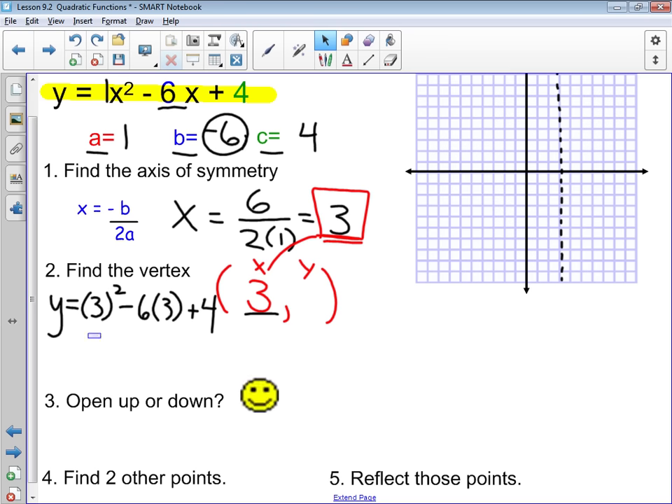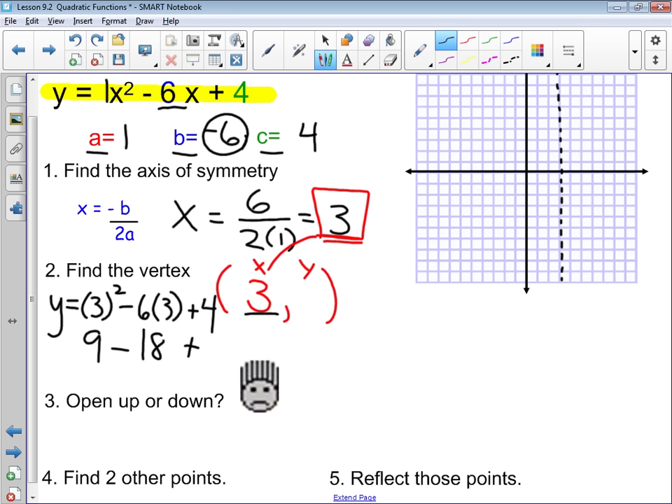3 squared is 9, minus 6 times 3 is 18, plus 4. 9 minus 18 is negative 9. Negative 9 plus 4 is negative 5. So the y-coordinate for the vertex of the parabola is negative 5.